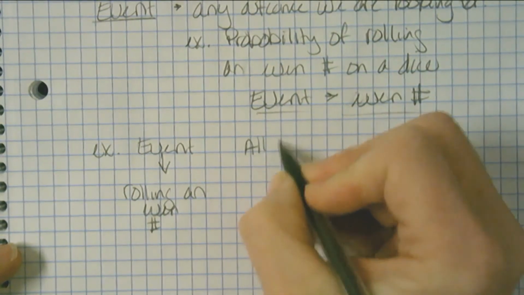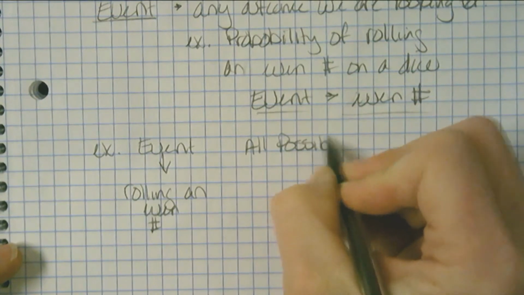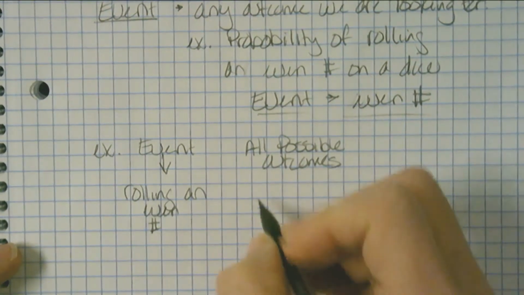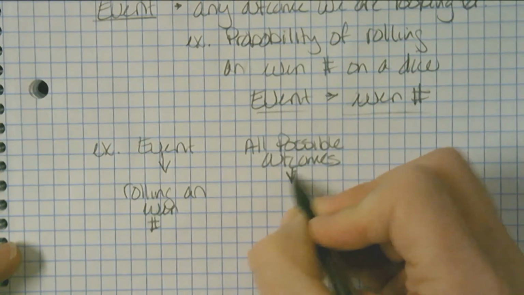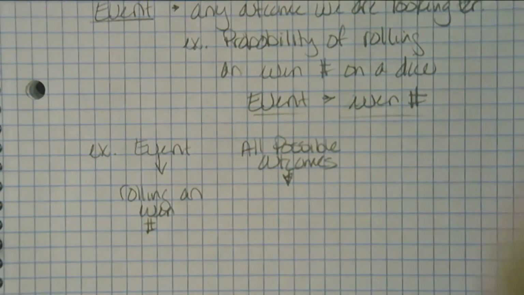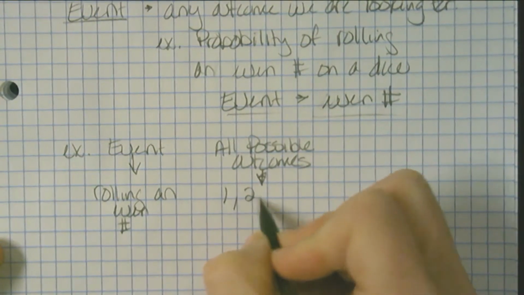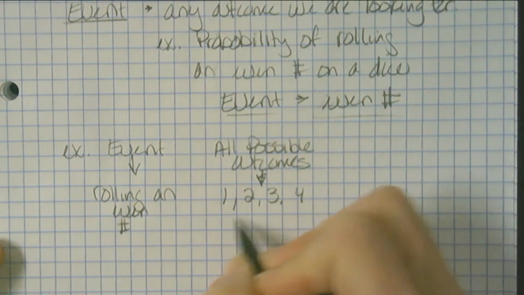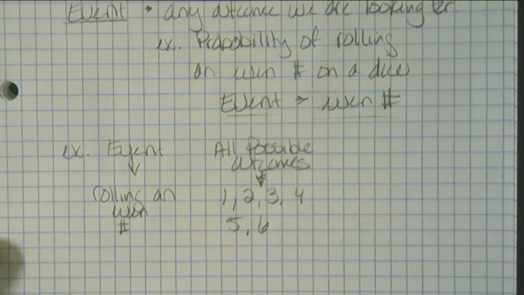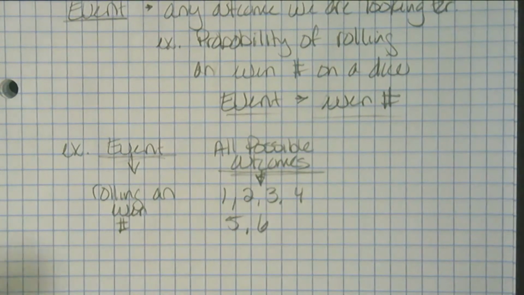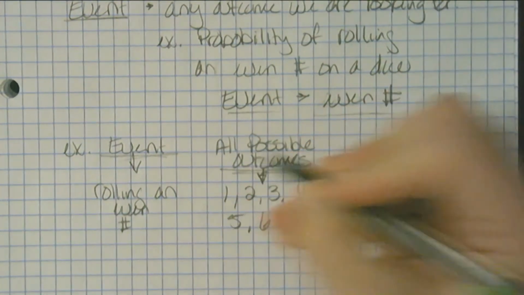We have all possible outcomes. Well, on a dice, what are all the possible outcomes you can get? Peter? Yep, so 1, 2, 3, 4, 5, and 6. These are all the possible outcomes. So Nick, to get back to what you were asking, an outcome is the result. It's the answer to whatever you're doing.